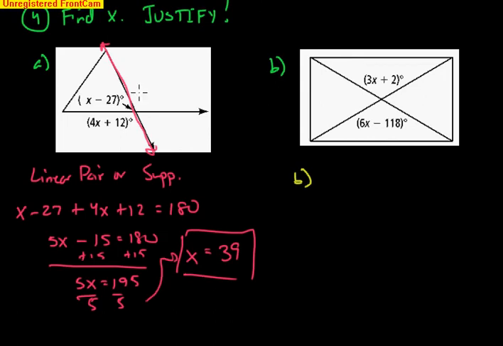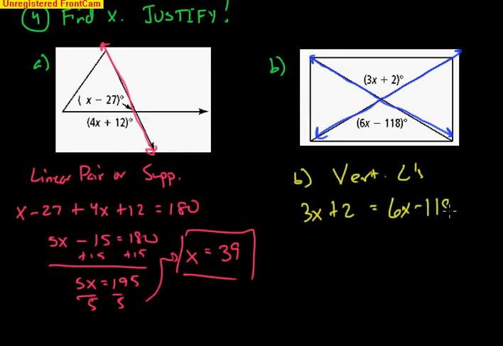Problem B, if you look at these two angles, 3x plus 2, here's one of its sides, and here's the other side. Notice that it forms opposite rays with the sides of 6x minus 18. These are vertical angles. And we know that vertical angles are congruent, or their measures are equal. So 3x plus 2 is equal to 6x minus 118.